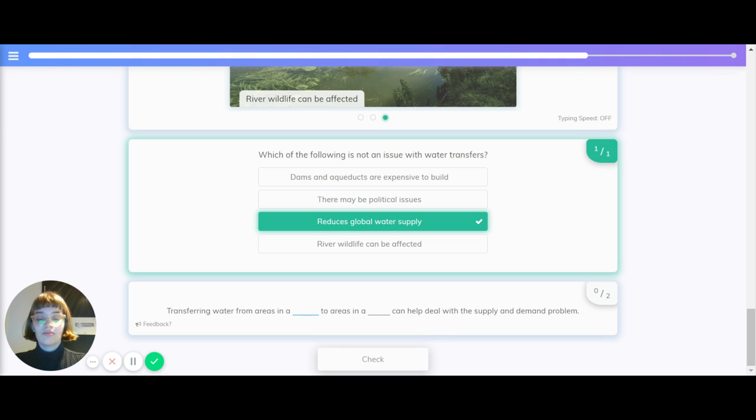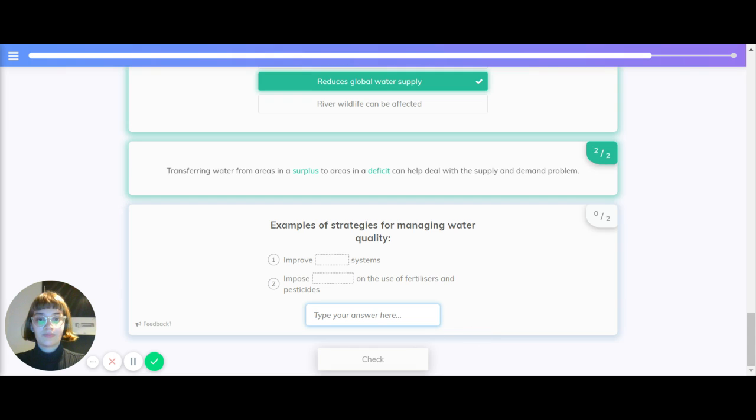So transferring water from areas in the surplus to areas in the deficit helps deal with the supply and demand problem.